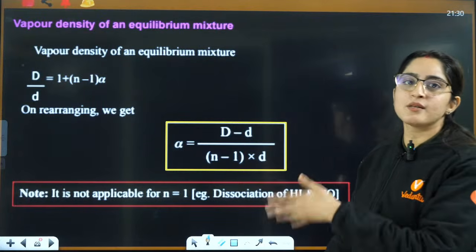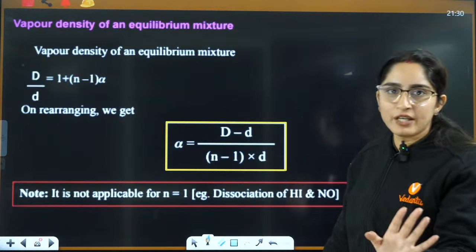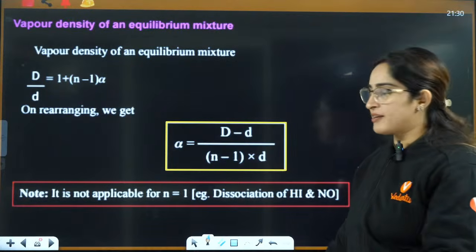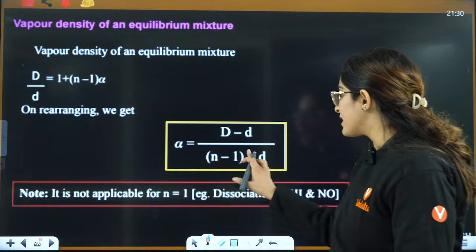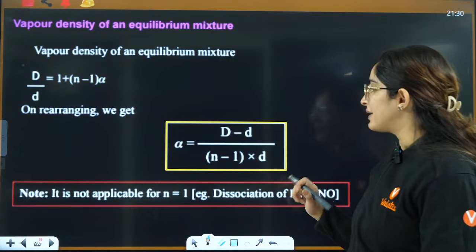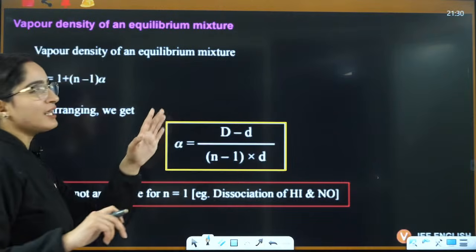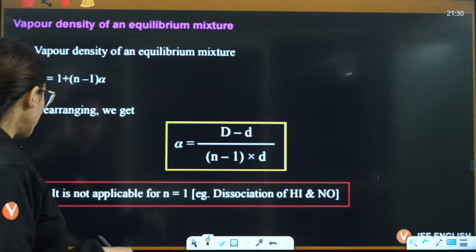I'm telling you which is important and which is not asked, right? That transparency I am giving you, right? For this there is still a chance, but molar mass has a very rare chance, right? So here alpha is equal to (D minus d) divided by (n minus 1) into d. What is capital D and what is small d? Here in this case, capital D is the observed vapor density and small d is the calculated vapor density.